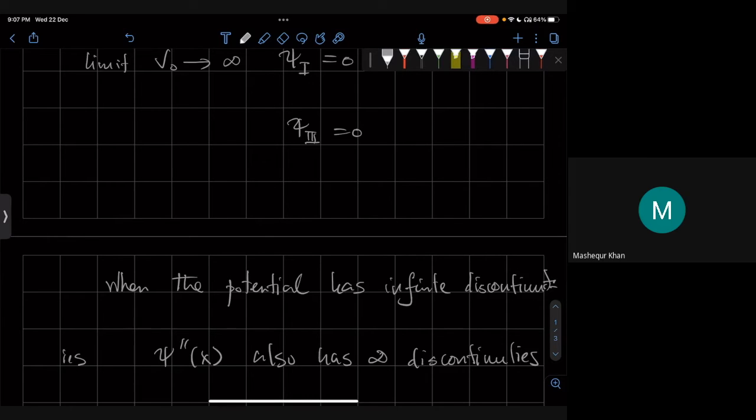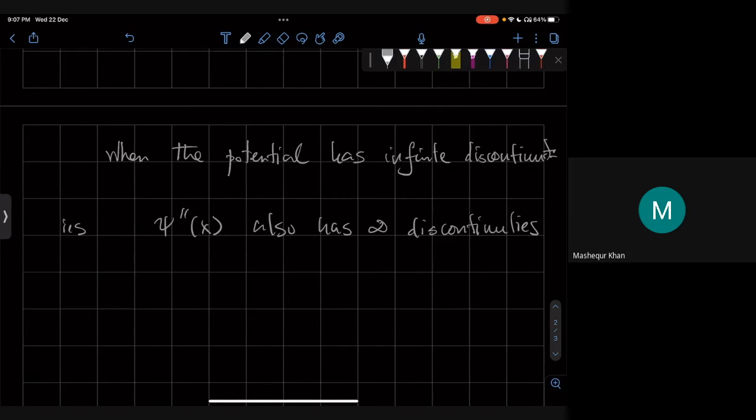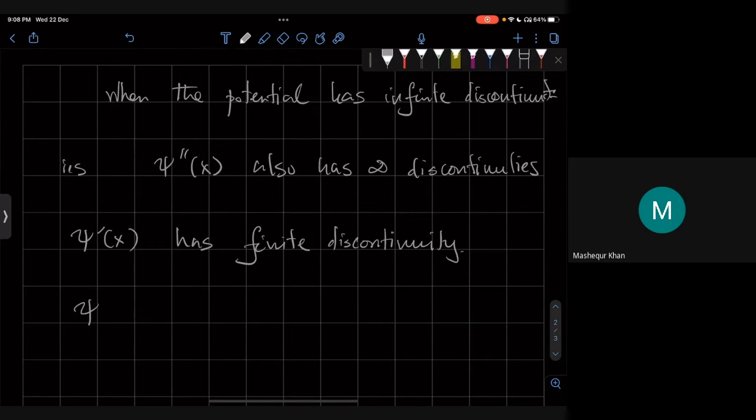The Schrodinger equation is second order in space. But when such things happen, psi prime, the first order, can have a finite discontinuity, okay? And that means that psi itself is continuous. So we cannot have psi prime to be a continuous function, but we can have psi to be a continuous function.